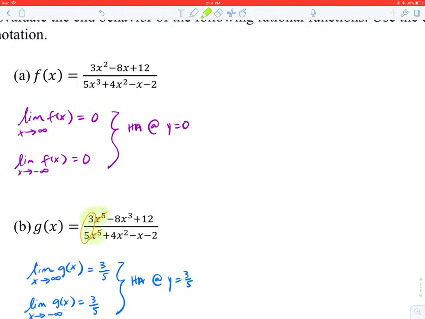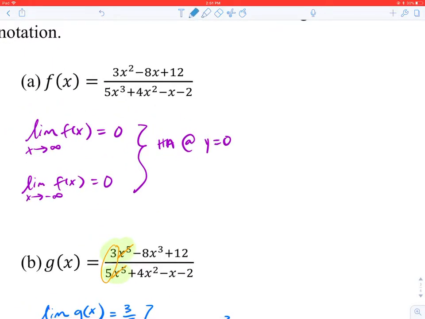So let's go back through these three functions and determine the end behavior model. So for f of x, our end behavior model is going to be the ratio 3x squared over 5x cubed.